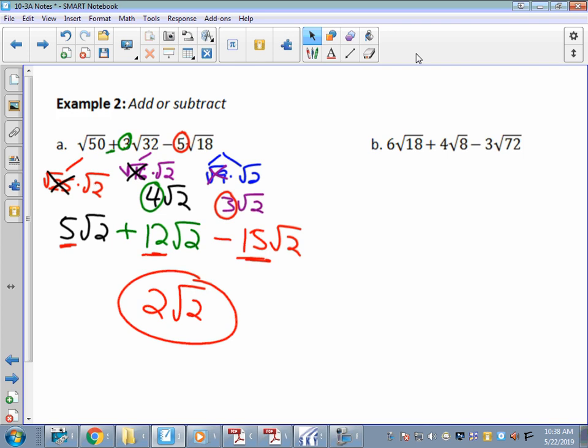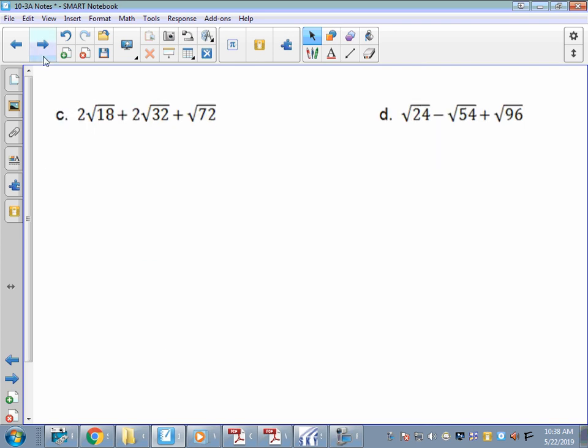All right, let's skip over to letter D here, okay? All right, letter D just gives us a little more practice with this. Square root of 24. So the way I'm going to break this one up is say the square root of 4 times the square root of 6, because I know square root of 4 is perfect. So that's going to become 2 times the square root of 6.